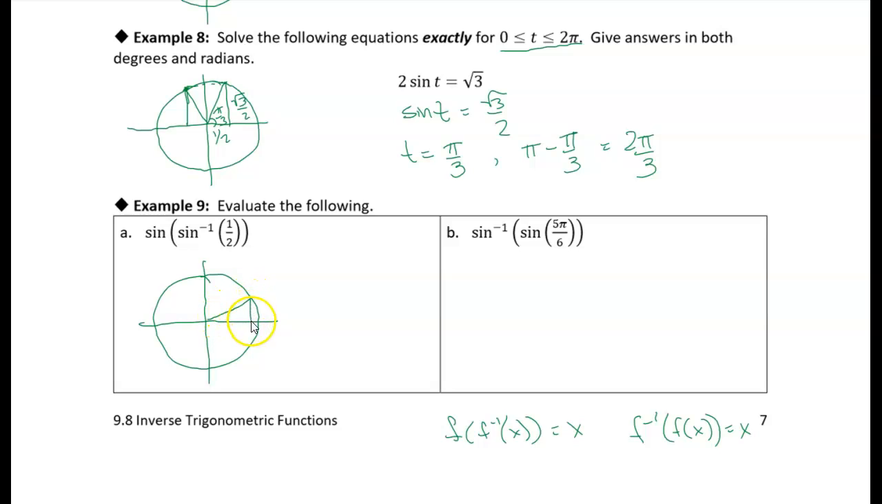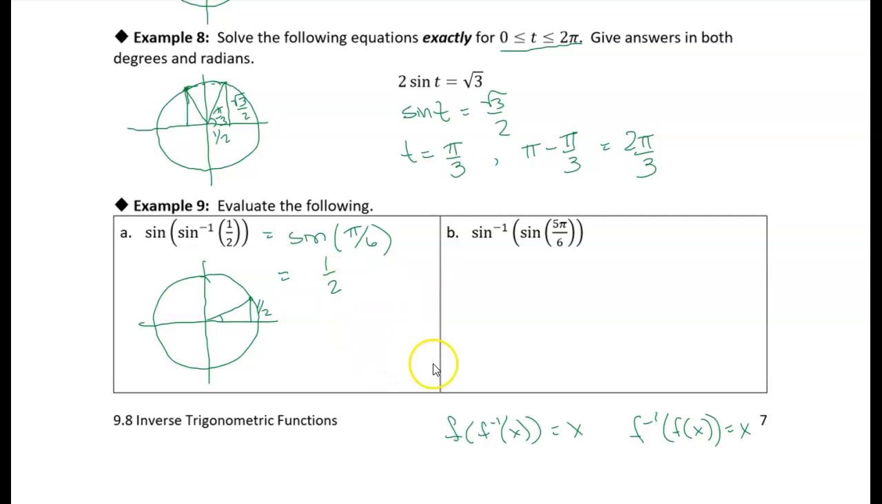So if I come out here and draw that on my unit circle, I know that a sine value, that's the y coordinate, of 1/2 corresponds to an angle of pi over 6, right? So this is pi over 6. If I replace the sine inverse of 1/2, which is the inside function there, that sine inverse of 1/2 is pi over 6. So now I can rewrite this as the sine of pi over 6. And you can see that the sine of pi over 6 is 1/2. So that makes sense, right?